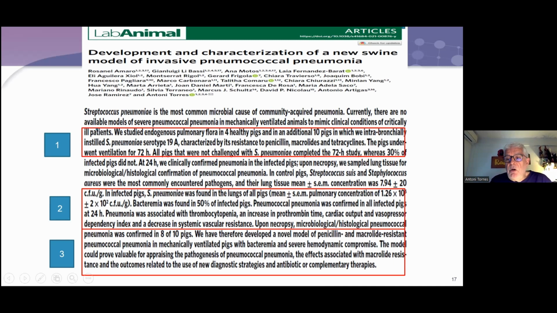So the model, I think, is important to study new strategies to treat strep pneumo, both with antibiotics and non-antibiotics. So this is our model, which was published in Animal Lab, which is the best journal, the best journal that exists for animal studies. And I think that this model is open for discussion.